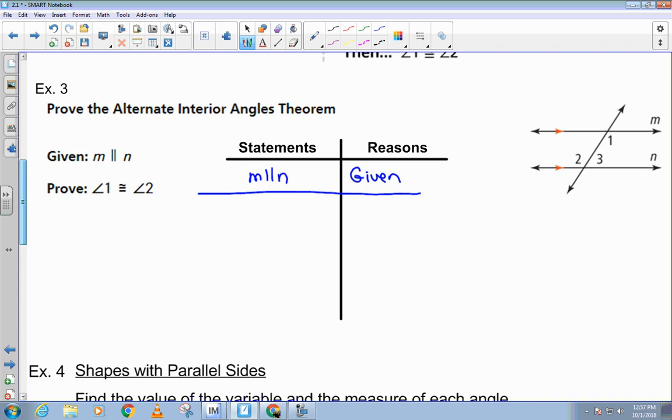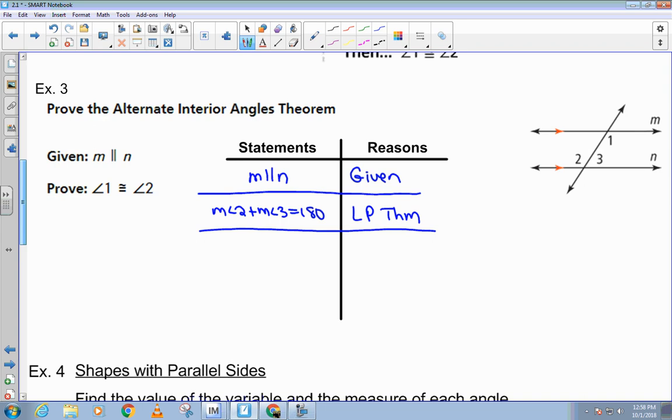2 and 3 are a linear pair, right? Which means they equal 180. They're supplementary, they equal 180. So we can say that the measure of angle 2 plus the measure of angle 3 equals 180. And that is the linear pair theorem. Okay? All right? So we know that 2 and 3 are supplementary.